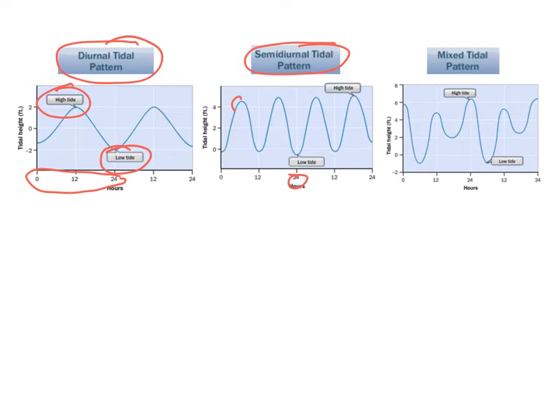We also can have a semi-diurnal tide pattern, and in the same 24 hours, notice that here we're going to have two high tides and two low tides. So it happens in a semi or a part of a day. So this is a full day tidal pattern, this is a part day tidal pattern.